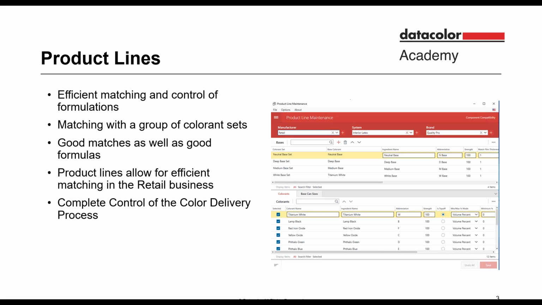Product lines are a very efficient way to be able to control matching for the retail business. And oftentimes product lines are used in the retail business, and product lines are created in Match Pigment and then transferred down to Data Color Paint software, which is then used for retail distribution, such as in the paint business, where most of the distribution of their product is done through stores.